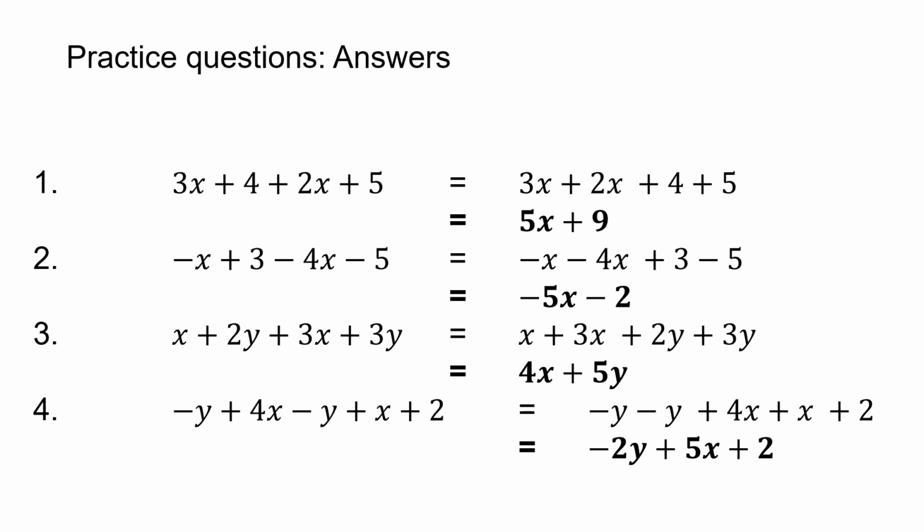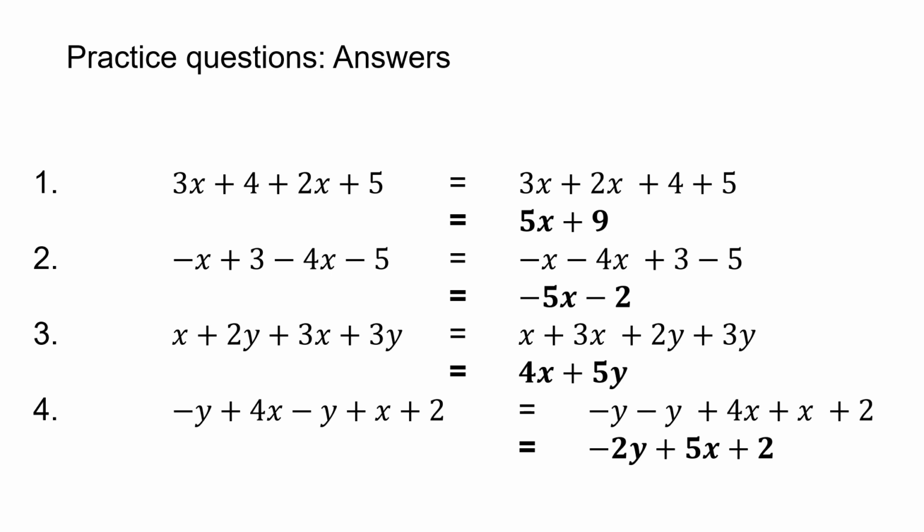Well done for hopefully honestly attempting those 4 questions. I'm going to run through the answers now. To begin with, on question 1 we had 3x plus 4 plus 2x plus 5. If we group the x terms on the left, that gives us 3x plus 2x. And if we group the number terms on the right, that gives us plus 4 plus 5. Simplified down, 3x plus 2x just gives us 5x. The plus 4 and the plus 5, that's just plus 9. So our final answer to question 1 is 5x plus 9.